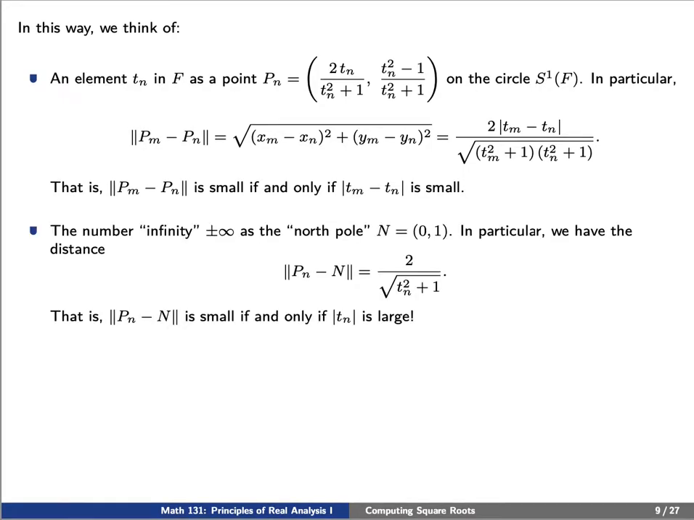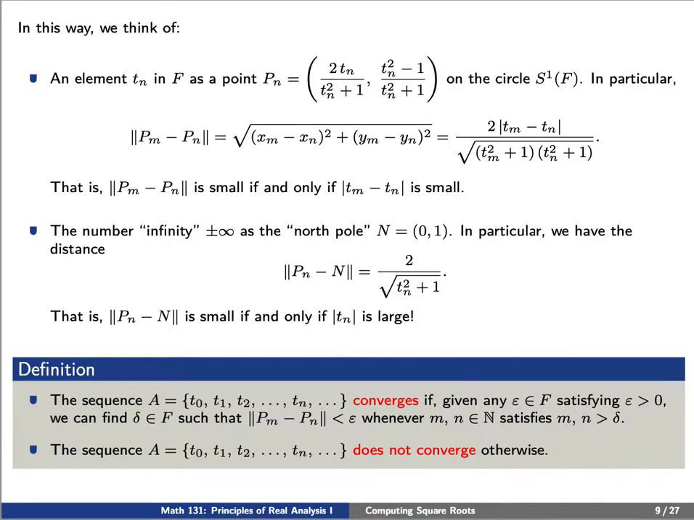Similarly, we can think of the number infinity in our field F as corresponding to the north pole, namely the point (0, 1) on the unit circle. In particular, you have the Euclidean distance between p sub n and the point capital N, which can be expressed in terms of the reciprocal of the square root of t sub n squared plus 1. This means that the 2 points on the unit circle, p sub n and the north pole, capital N, are very close together if and only if the absolute value of t sub n is large. This motivates the following definition.